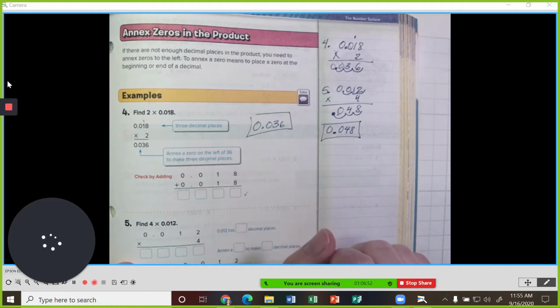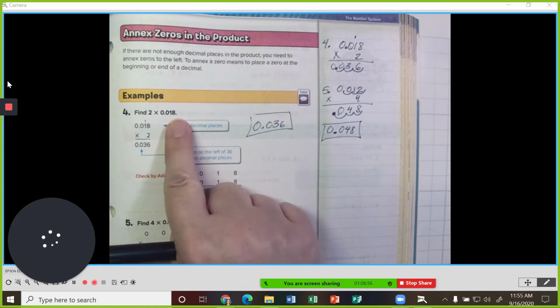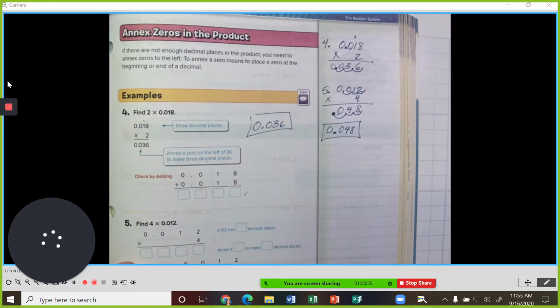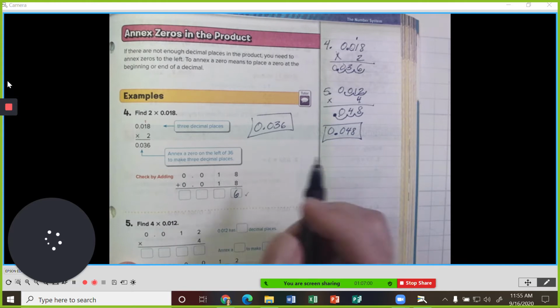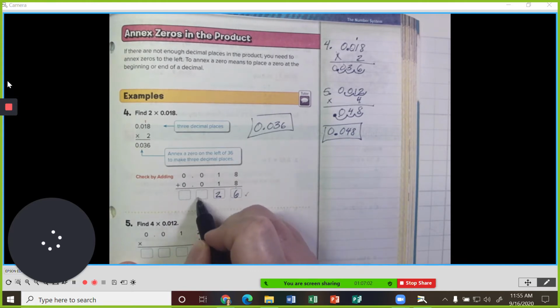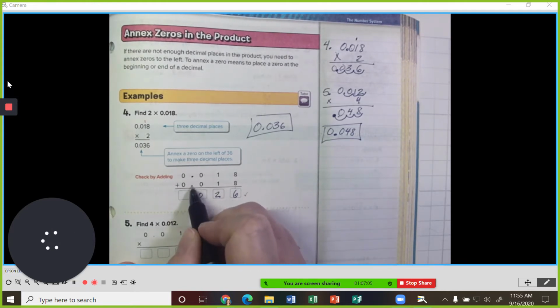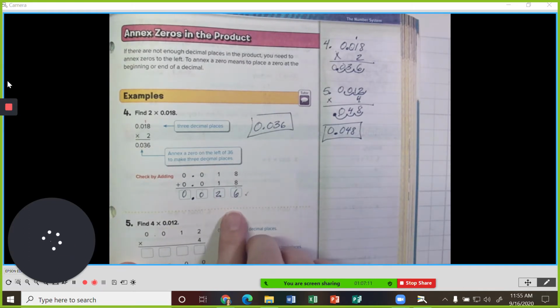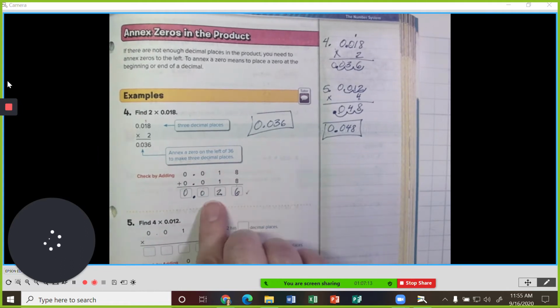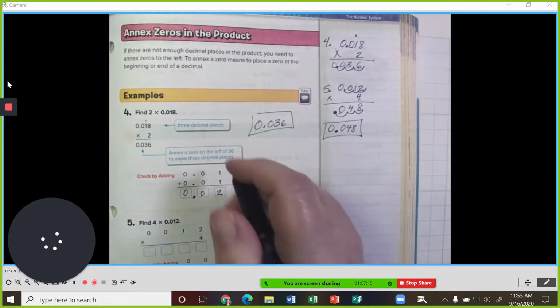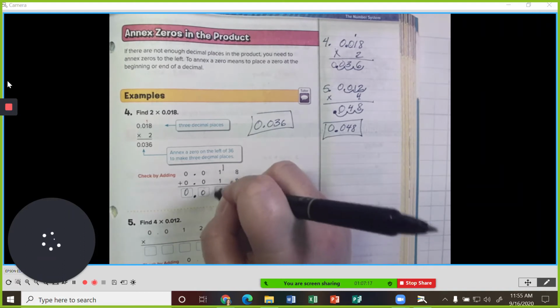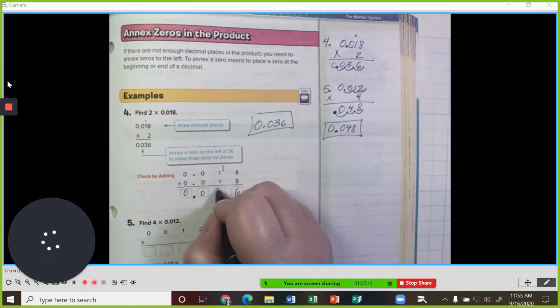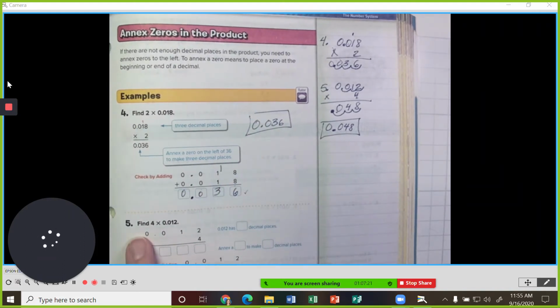Okay. Then we check by adding. So this was 18 thousandths 2 times. 8 plus 8 is 16. 1 plus 1 is 2. 0 plus 0 is 0. We lined up our decimals, and 0 plus 0 is 0. So 0.048. Oh, I just did the wrong one. I didn't carry my 1 there. That's a 3. Okay, so here's the one we want to check with adding.